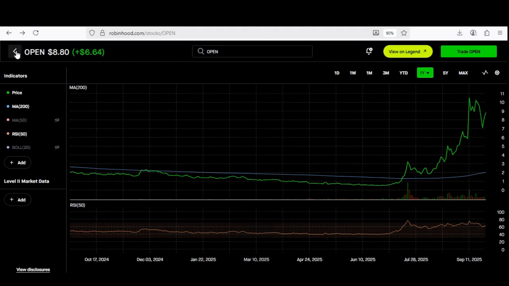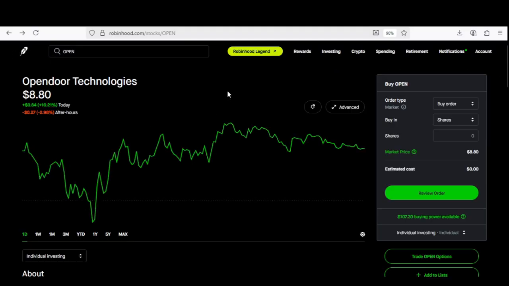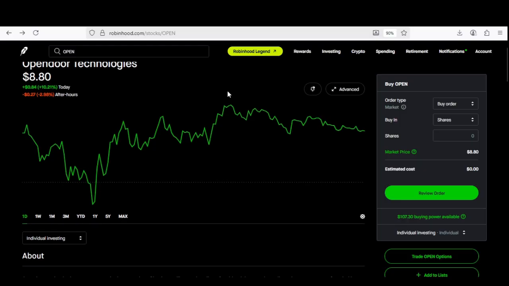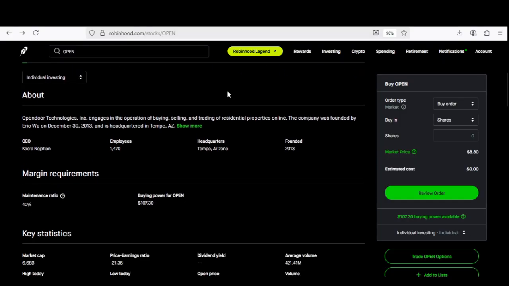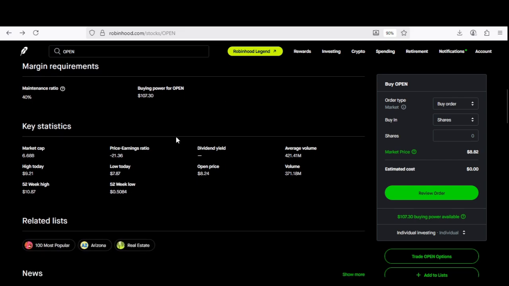Now, let's go back to Opendoor in order for us to get a bit more information before jumping into these option strategies. So I'm going to scroll down. And the first thing we're going to look for is the 52-week low. The 52-week low is 50 cents. The 52-week high, however, is $10.87.